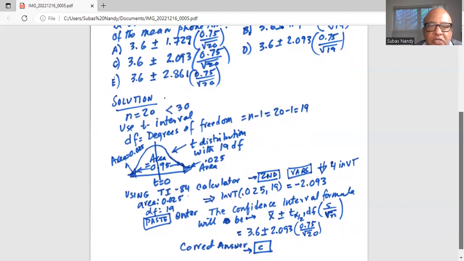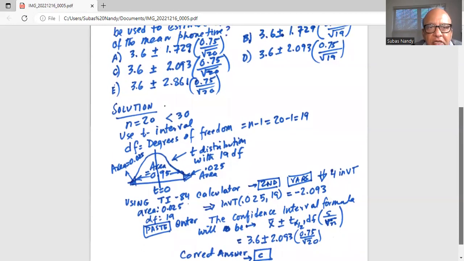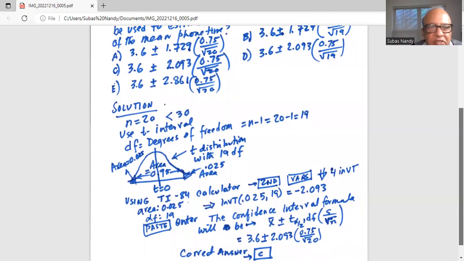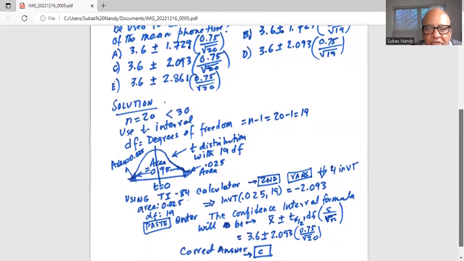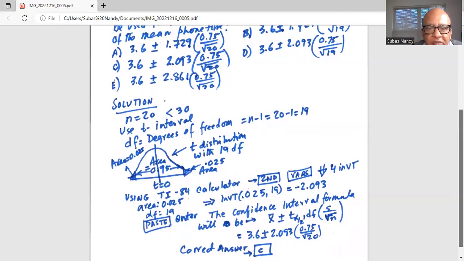So finally we substitute the numbers. The mean is 3.6 plus or minus the critical value we already found, 2.093, times the standard error of the mean, which is 0.75 for the standard deviation divided by the square root of 20. Now, if we look at our alternatives, it seems like C is the best match. C is the correct match, actually. So C is the correct answer: 3.6 plus or minus 2.093, which is the critical value of t, multiplied by 0.75, which is the standard deviation, divided by the square root of the sample size 20.